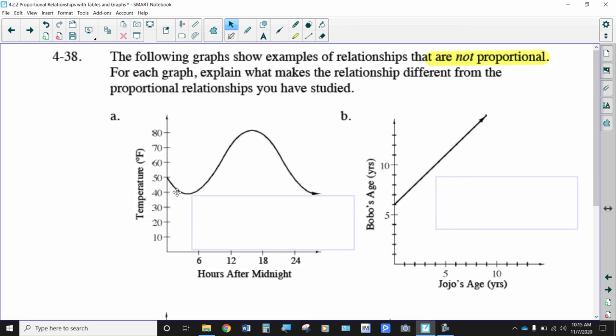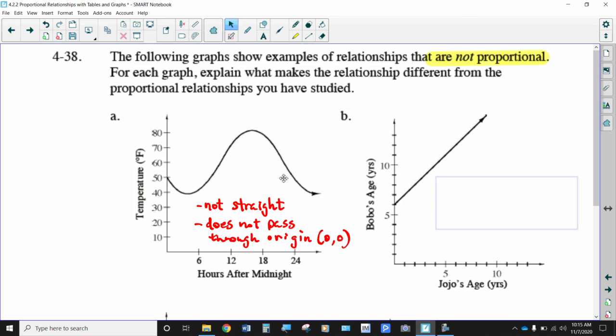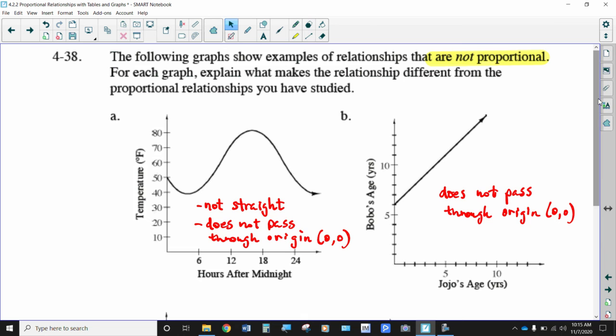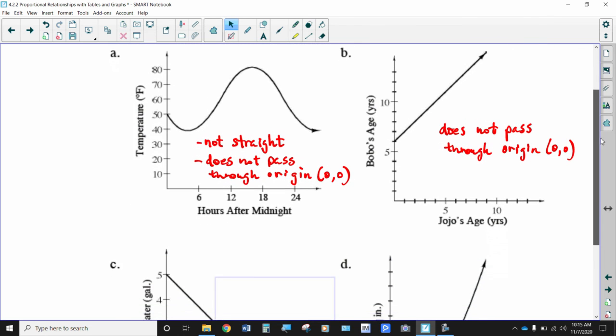So what do all proportional relationships have in common? Well, they have a straight line, correct? And they pass through 0, 0, and this doesn't either. So this is non-proportional on both fronts. But with graph B, it at least is a straight line. The only issue we have here is the fact that it does not pass through the origin. It does not pass through 0, 0.